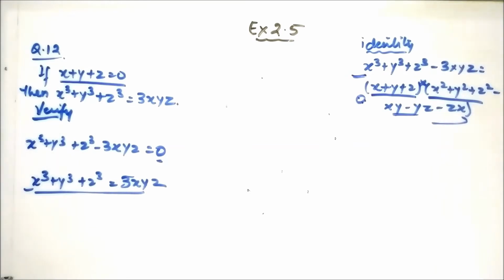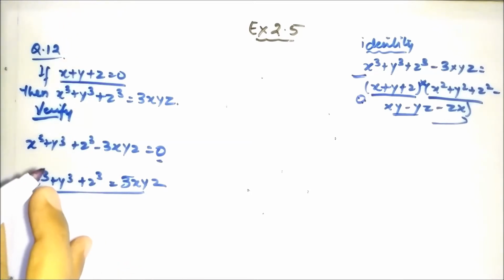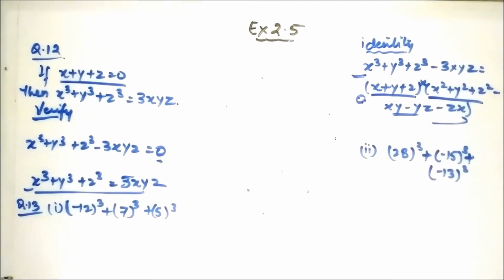Now the result that we got in question number 12, that is x cube plus y cube plus z cube is equal to 3xyz, this result only we are going to use in question number 13. Let us see what that question number 13 is. Question number 13 is: without actually calculating the cubes, you need to find the value of this. This is our question.